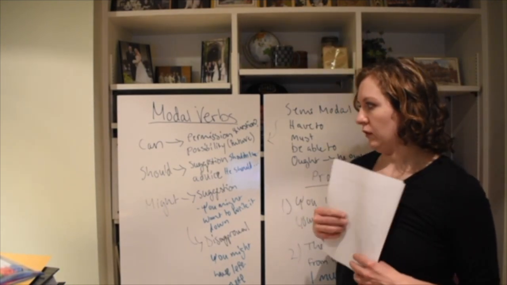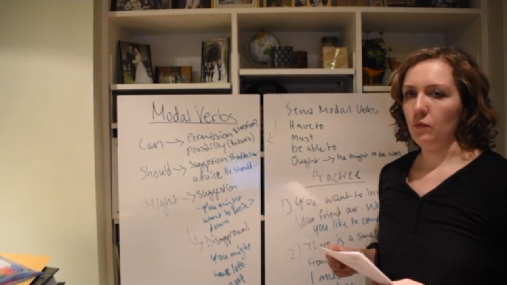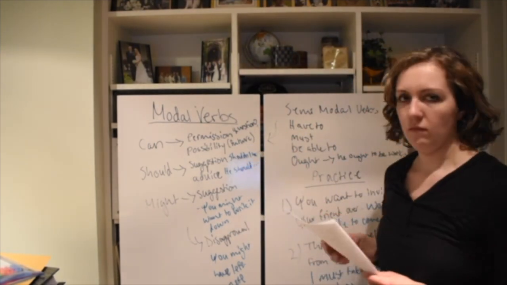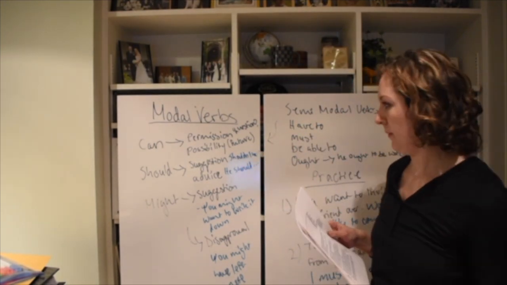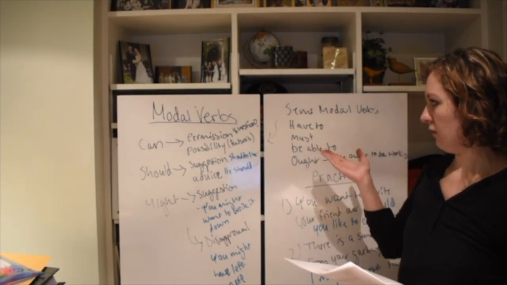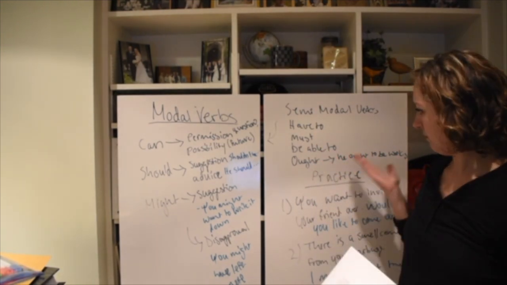So in terms of modal verbs, let's do a little quick run through. If you want to use a modal verb, you can use can, should, would, will. Those are some of those you can use. And then you can also use the semi-modal verbs, have to, must, be able to, ought, and that sort of thing.